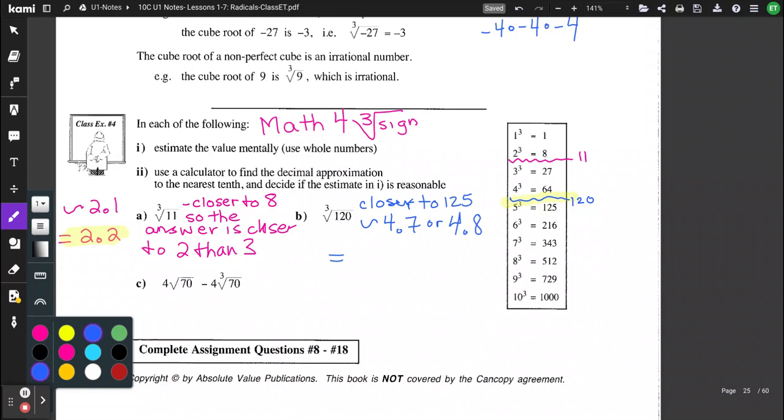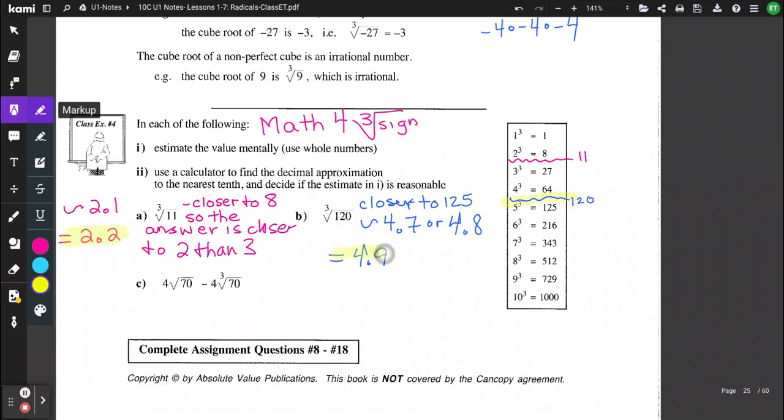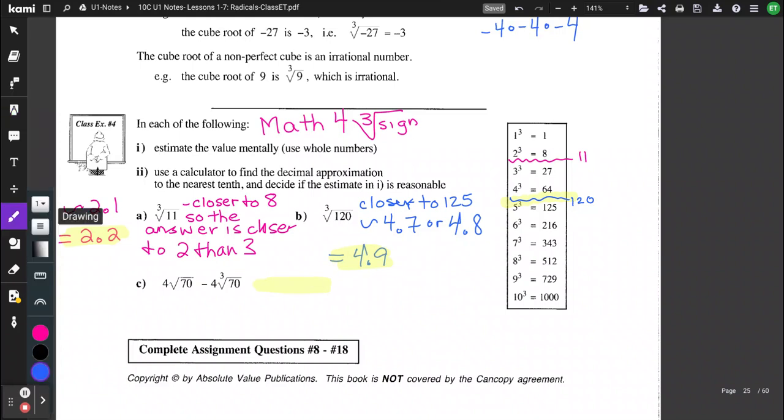So go cube root 120 and see what you get. What is it? 4.9? 4.9 rounded. Perfect. So the actual answer is quite close to what we got. All right, I'm going to put a little check there for our final real answer.